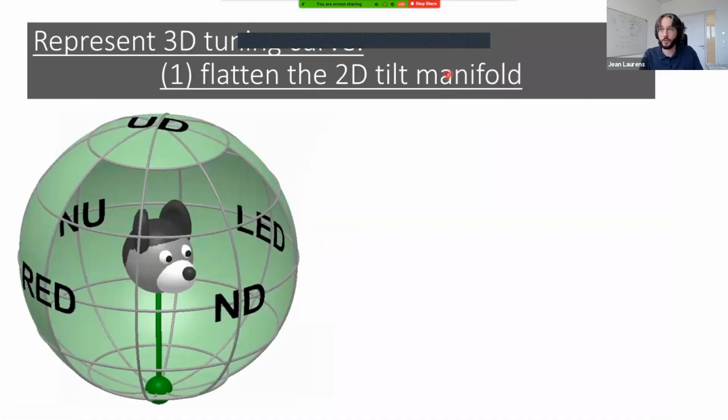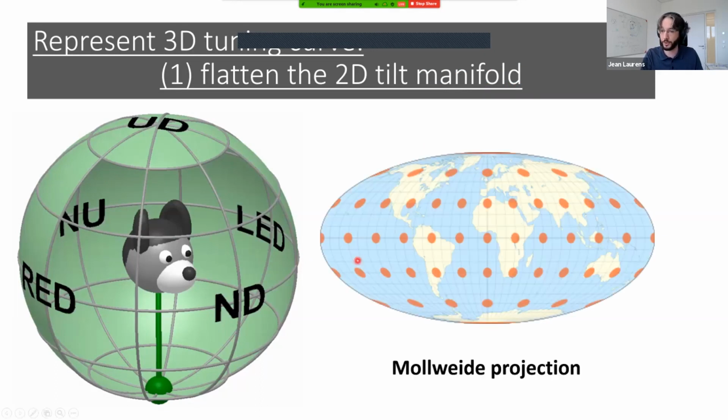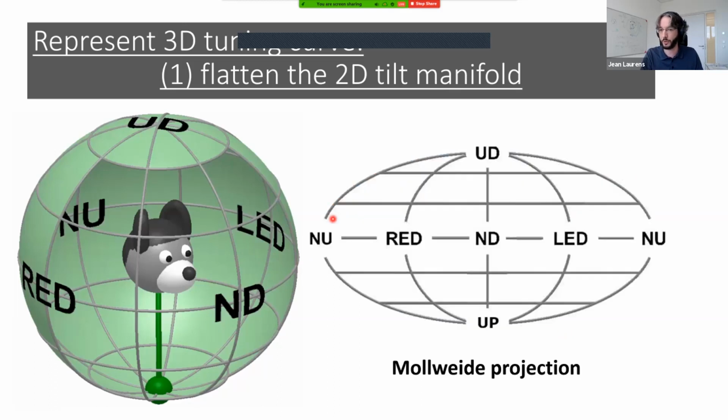The next step is to show the three-dimensional tuning curve of this neuron. And the way I'm going to do this is that I need to add another axis to this sphere in order to show azimuth. In order to do that, I first flatten the sphere by using exactly the same type of projection you would use to make a map of the Earth. And this is going to look like this. So the nose down position, upside down are over here.